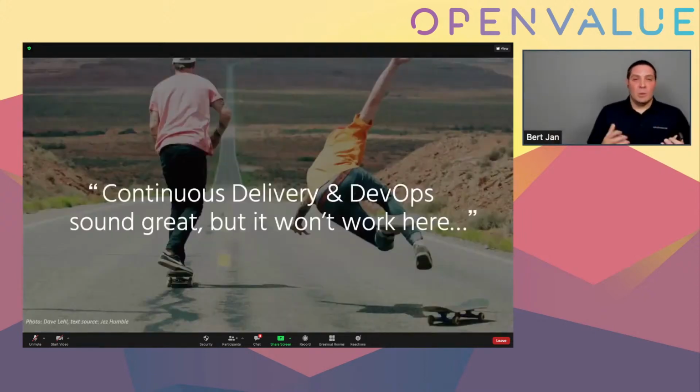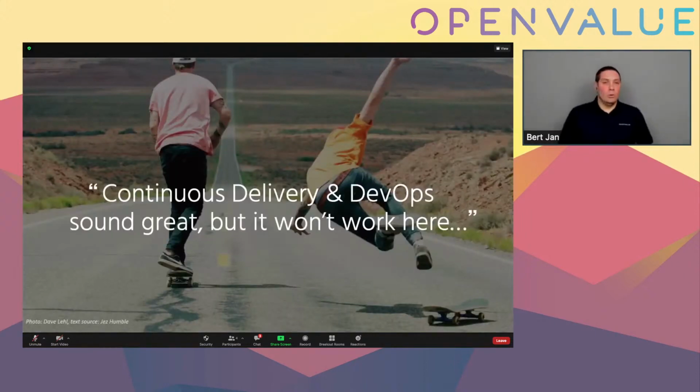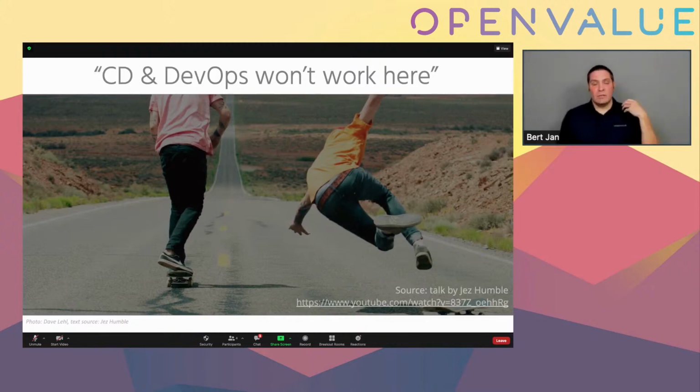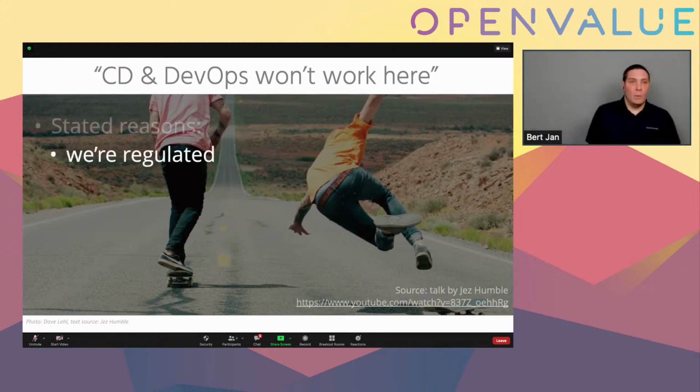So then I see some of you thinking, well, it all sounds pretty cool, continuous delivery and DevOps, but it won't work here. This is from a talk by Jez Humble, one of the original authors of the Continuous Delivery book. In this talk, Jez gives a couple of examples of typical reasons why DevOps or continuous delivery doesn't work. The reasons that people state are, well, we are regulated, so we can't do DevOps.